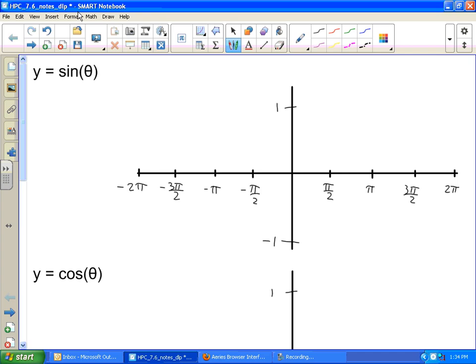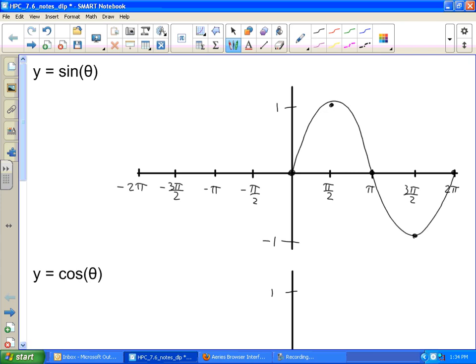So at 0 degrees, I am hanging out right there at the origin. At 90 degrees, or pi over 2, my graph is up at 1. And then back at 180 or pi, I'm back to 0. And then at 270 or 3 pi over 2, I'm down to negative 1. And then back up at 2 pi. So remember, it looks like this. Smooth curve.